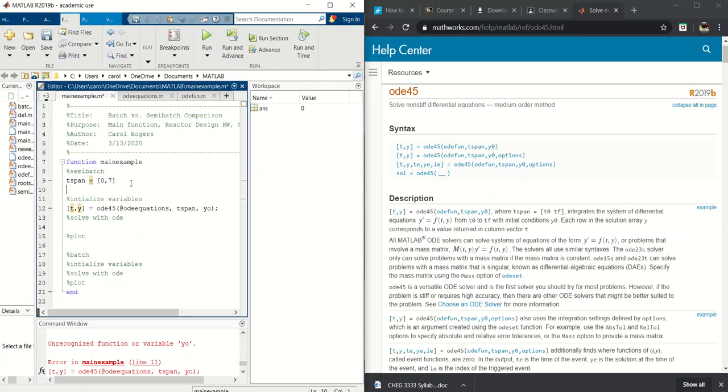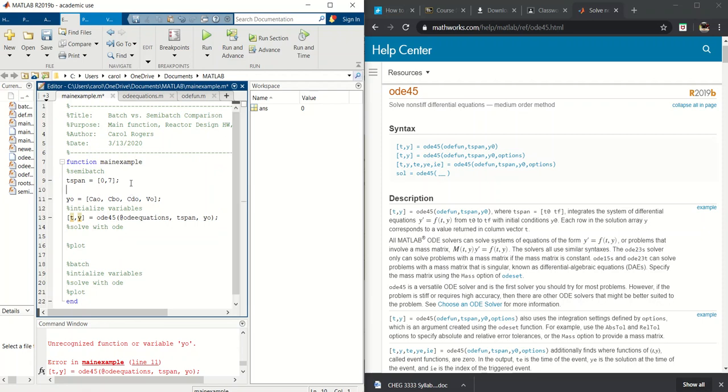If we ran it again, it's going to give us an error for y0. So our y0 is going to be equal to, let's see, we're going to give initial concentrations for our differential equation here. Let me just suppress this very quickly. So we're going to give it CA, or CA naught, I suppose, CB naught, CD naught, and V naught. So now we have to define all of those things.